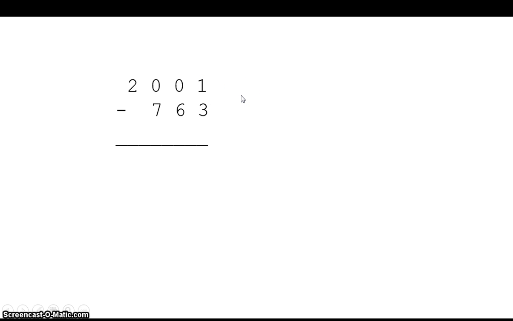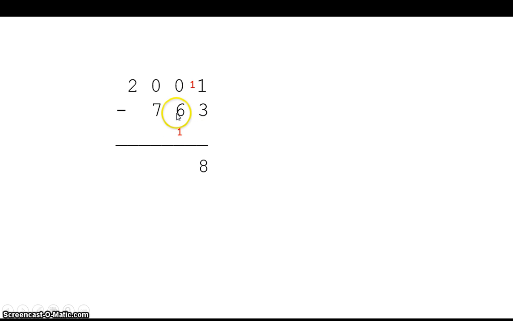I perform what is known as a borrow by taking a 10 from the tens place, adding that to the 1 that is already in the ones place, turning that into an 11. At the same time, I show the 10 I just borrowed down below as a small placeholder 1. Now going back to the ones place, I take 11 minus 3, which is 8, and I am now done with the ones place column.